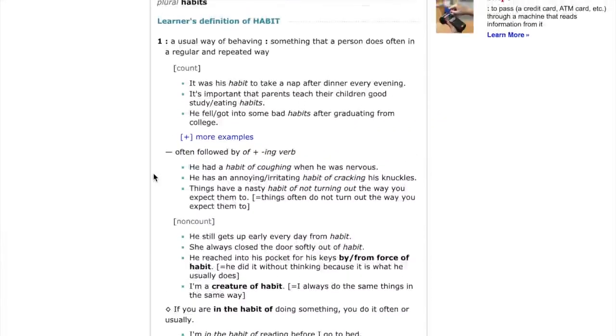So let's look at the basic idea. The usual way of behaving, something that a person does often in a regular and repeated way. Example: it was his habit to take a nap, which is to take a short rest, after dinner every evening.